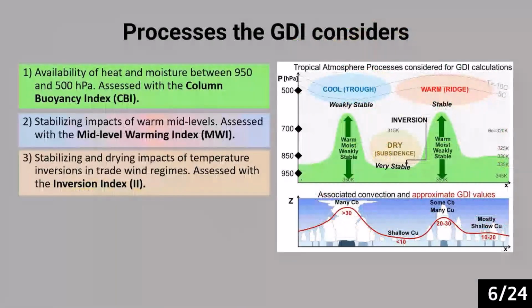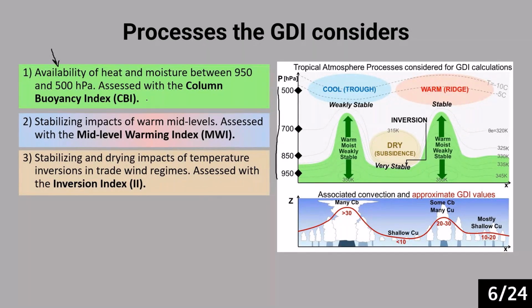All right, so processes that the GDI considers. The GDI considers three processes. The first one is the availability of heat and moisture between 950 and 500. So if you look at the calculation of the GDI, it is using these levels. It is looking into the low and the mid troposphere. It's not looking higher up, because most of the moisture and the processes that are involved in the triggering of convection occur mostly in the mid and the lower troposphere. So we're looking at these four levels: 950, 850, 700, and 500.